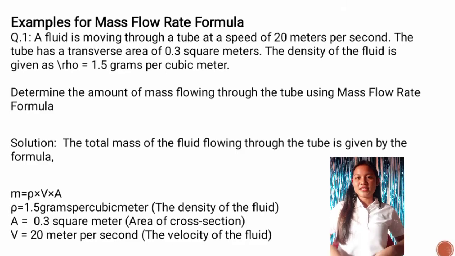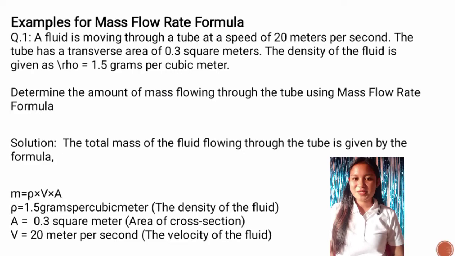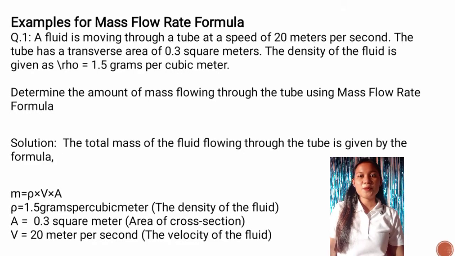For the example, a fluid is moving through a tube at a speed of 20 meters per second. The tube has a transverse area of 0.3 square meters. The density of the fluid is given as 1.5 grams per cubic meter. Determine the amount of mass flowing through the tube using the mass flow rate formula.